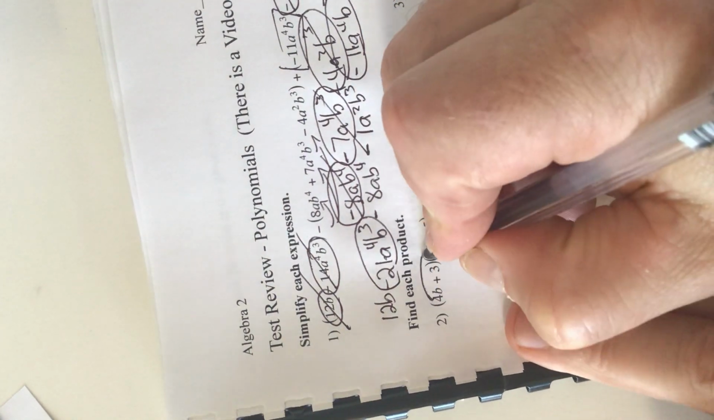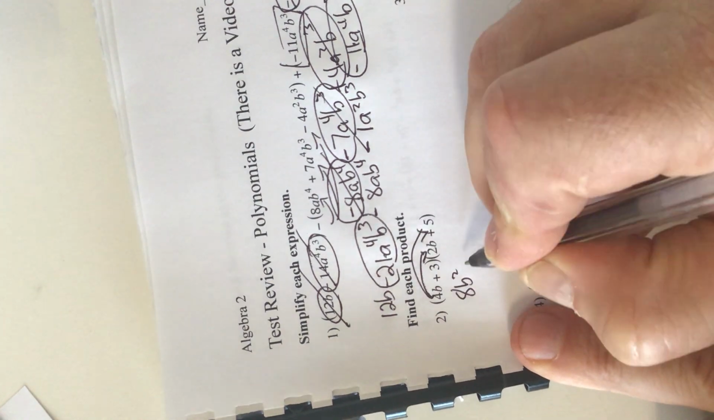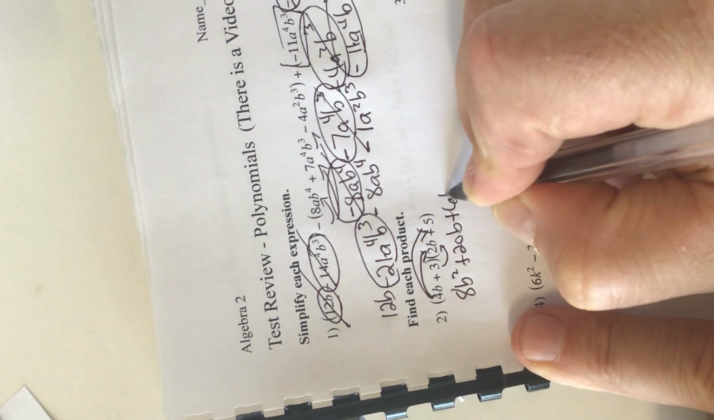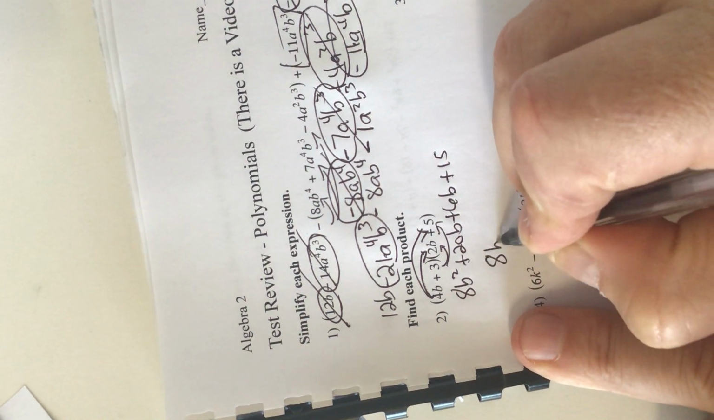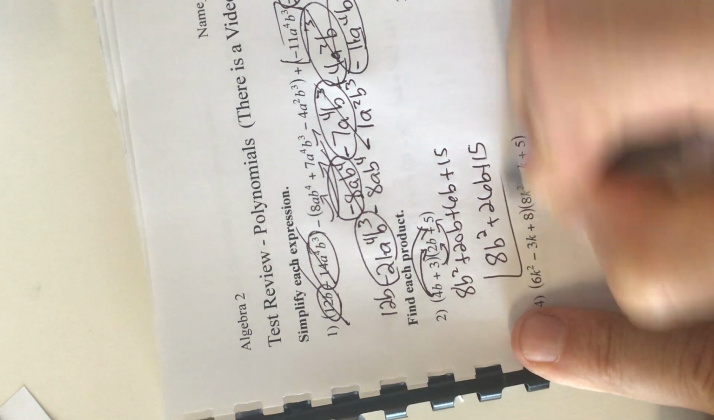Okay, multiplying. I don't even really know why this is in this section. That's 8b squared. There's 20b. There's 6 more. And then the last one is 15. So we have 8b squared plus 26b plus 15.